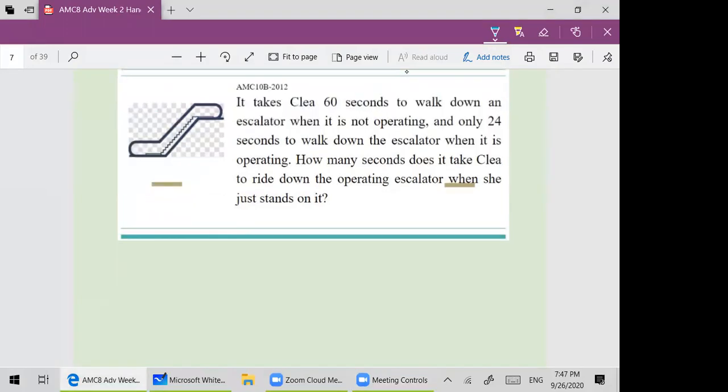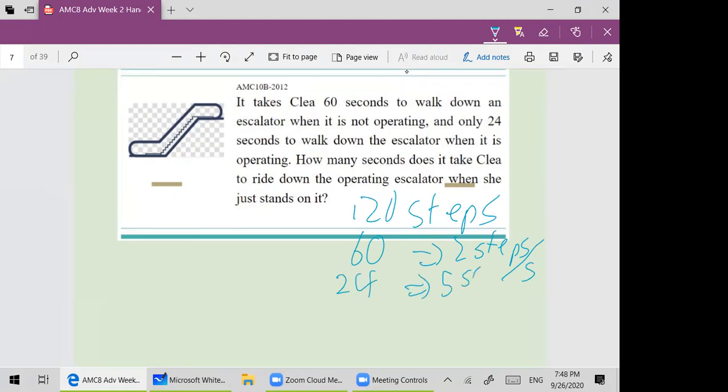Okay, so for this problem, without loss of generality, assume that there are 120 steps in the escalator. When it is not operating, Clea walks down in 60 seconds. So she does 2 steps per second. Now, when it is operating, she takes 24 seconds, which means there's a total of 5 steps per second.